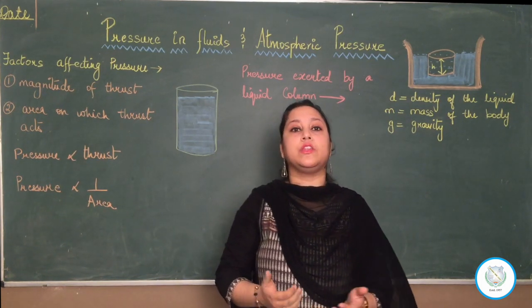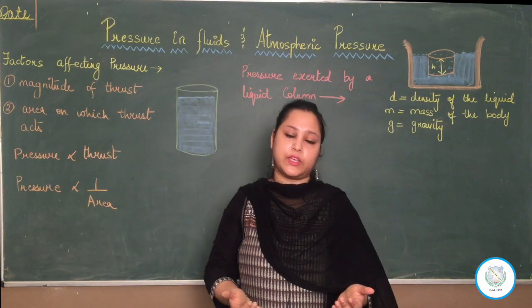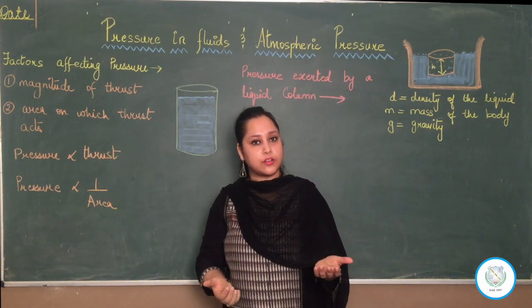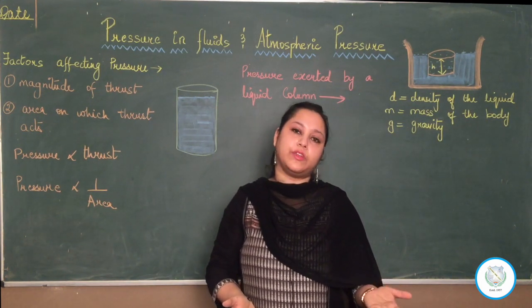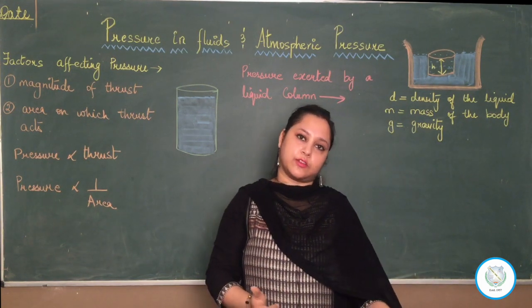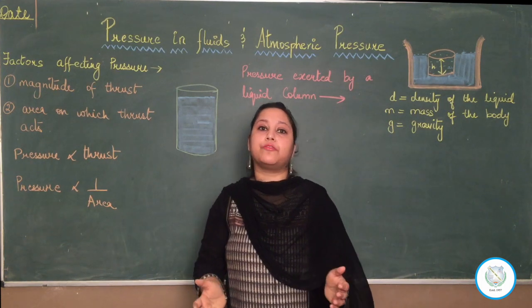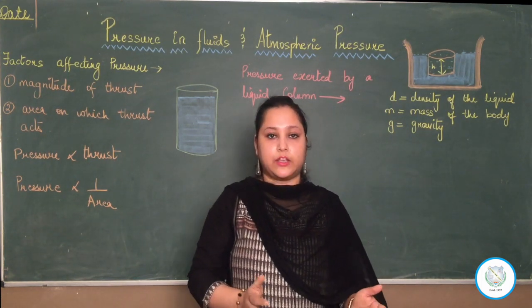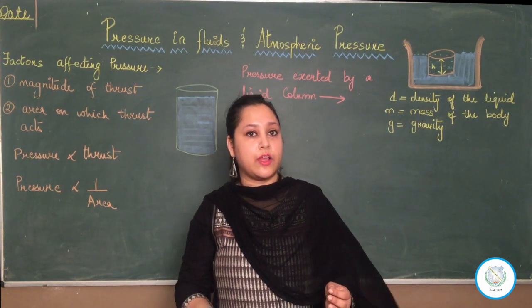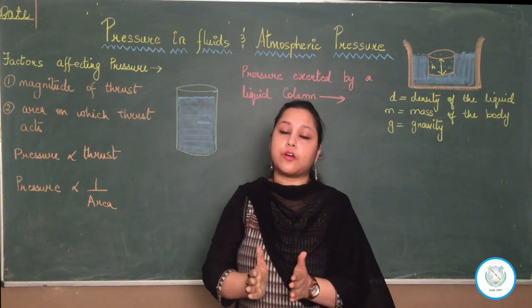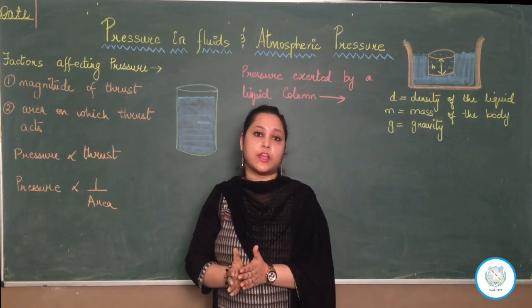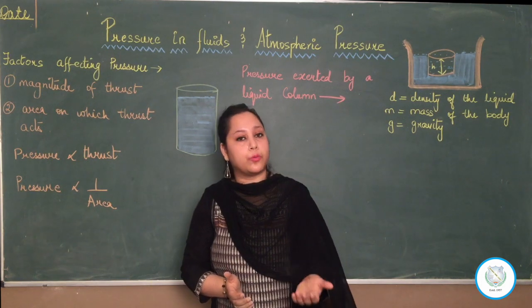Therefore, in order to increase or decrease pressure, we can either increase the thrust in order to increase pressure, or we can decrease the thrust on the surface in order to decrease pressure. Now, if we want the thrust to be constant, and we decrease the surface area of a substance, we will be applying more pressure on it.